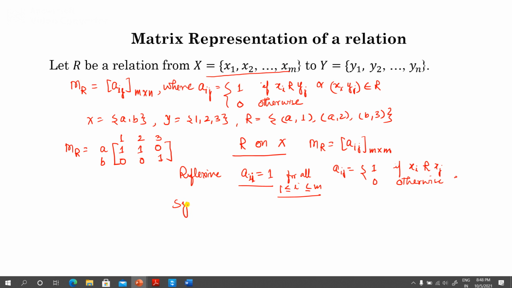Now for symmetric, if aij equal to 1, then we must have aji equal to 1. So this is the condition for symmetric. You have to check each of the elements where aij equal to 1, and check the corresponding aji element. If it is 1, then you will say symmetric. Similarly, we can define transitive.